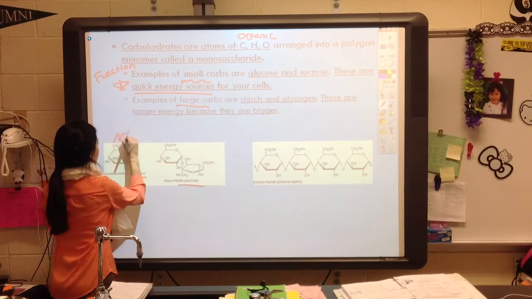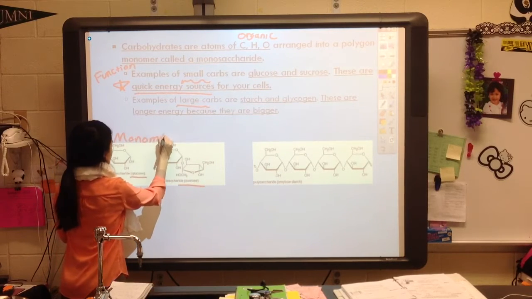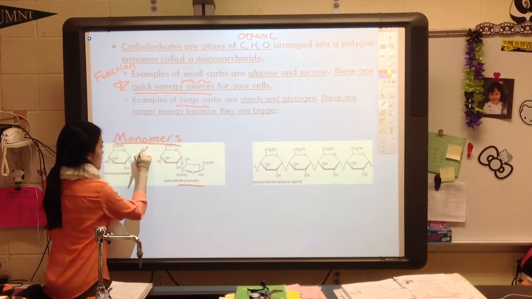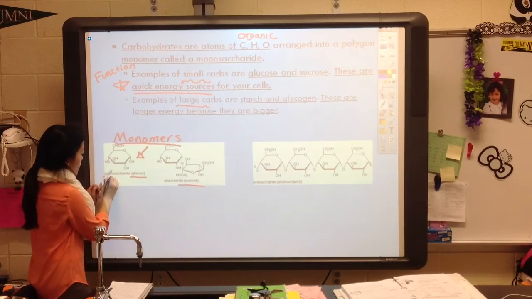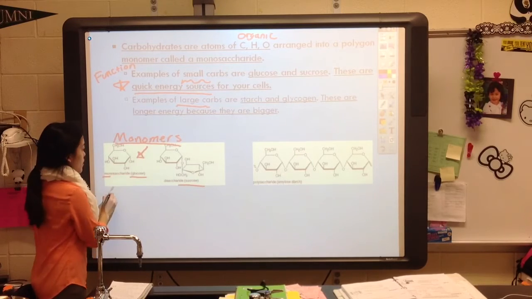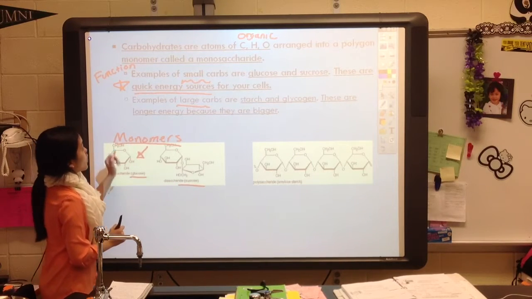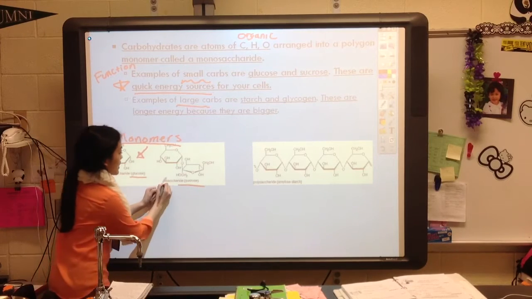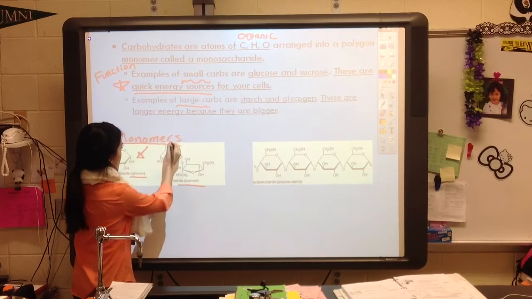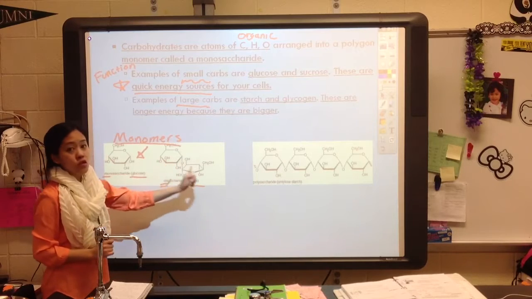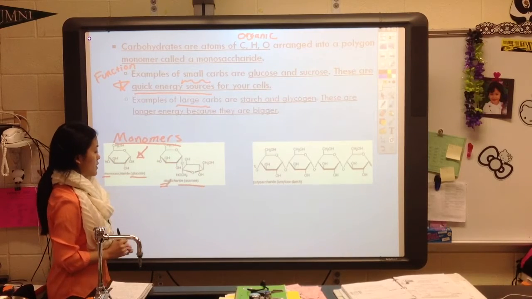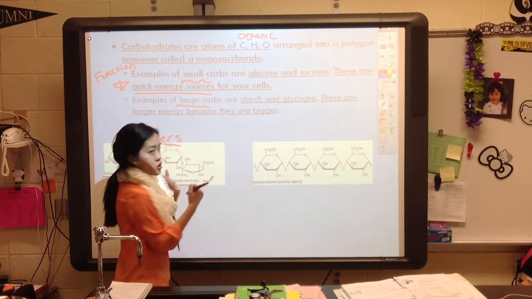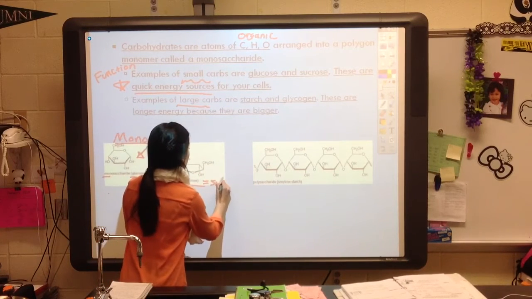These are monomers, and you'll want to label that. This is a monomer, and notice that here you have monosaccharide, meaning it's made of one sugar or one monomer of the carbohydrate. Here you have the word disaccharide, and that's two sugars connected together. And sucrose is going to be the type of sugar that's sweet.